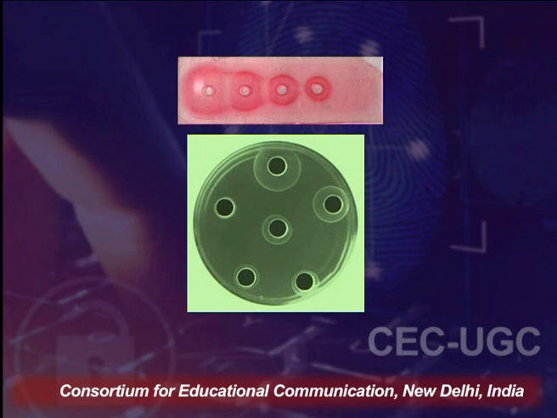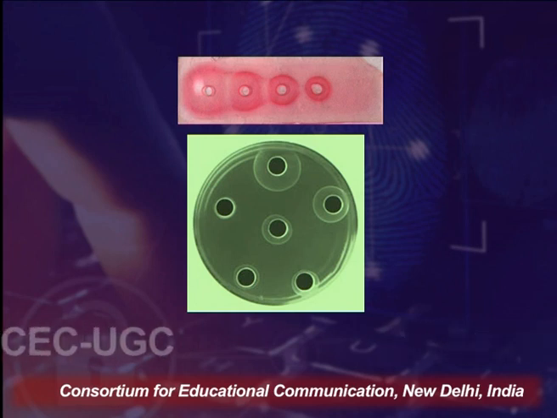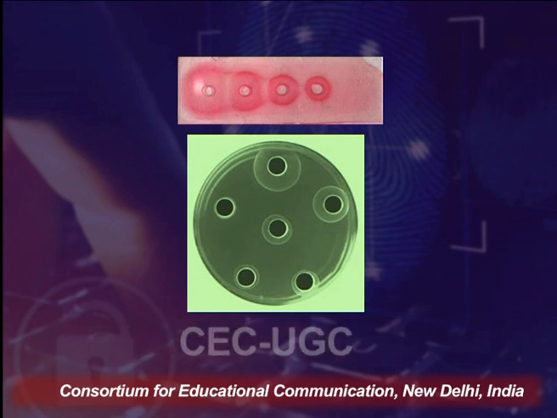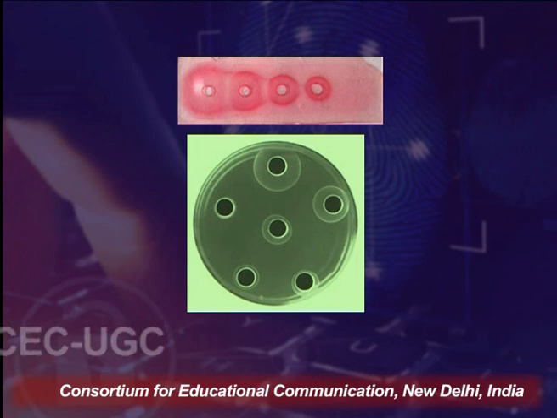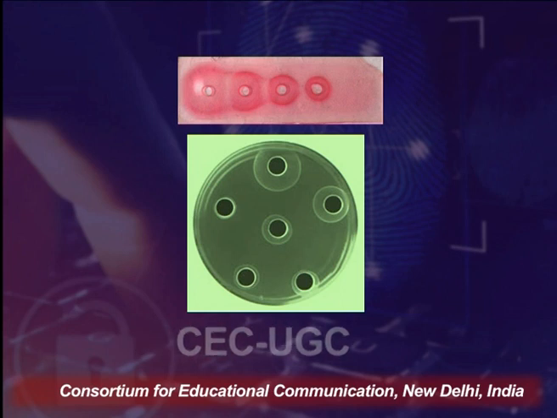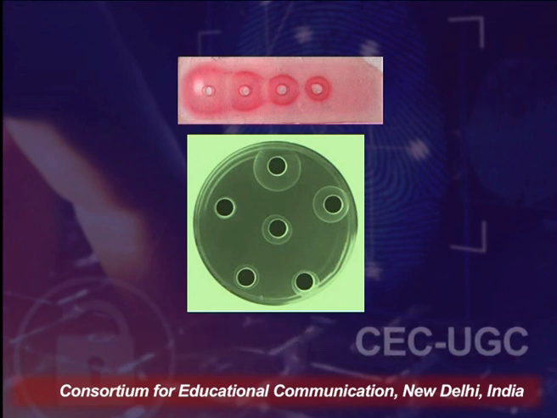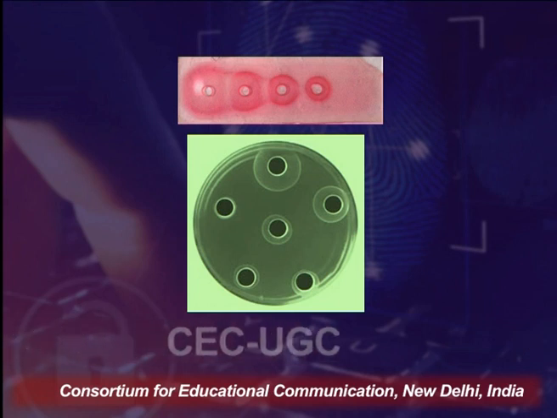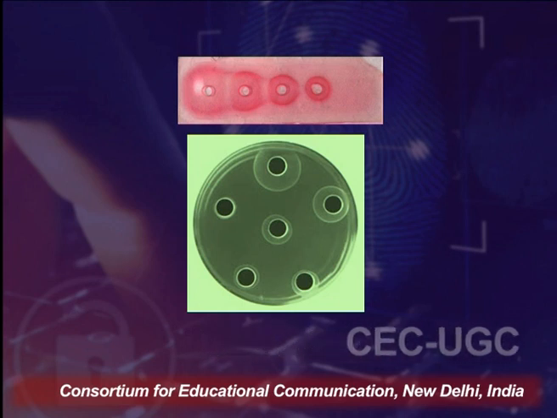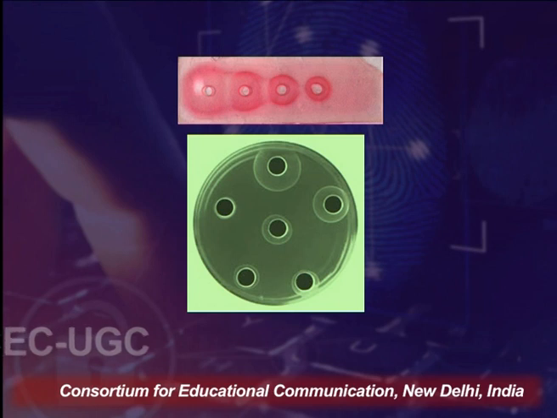One more thing to consider: if you look at the upper image, the amount of precipitation in the first ring is very much more compared to the last ring. That means the concentration of antigen put in the first was very high, then it was lower, then lower, and again lower. So, what do we call such a reaction? Radial immunodiffusion, or single diffusion in two dimensions.